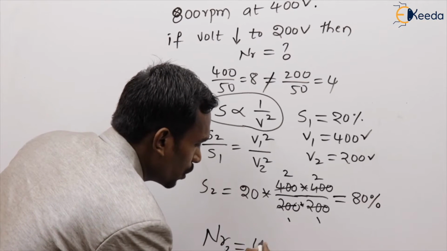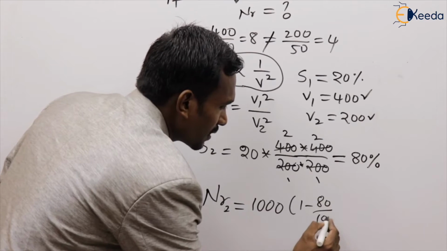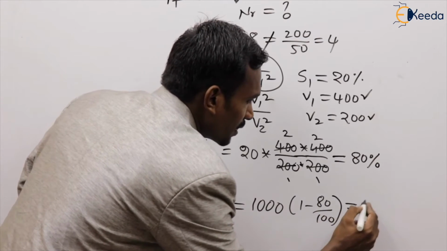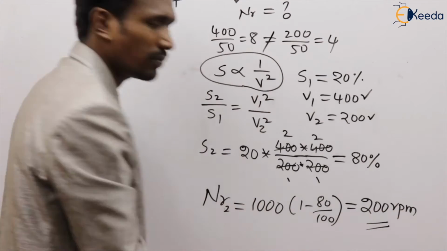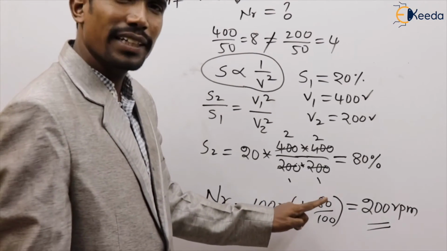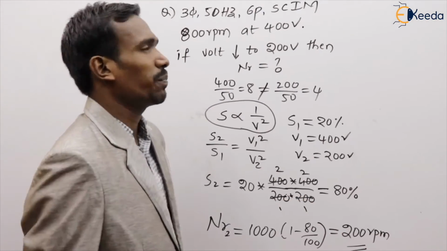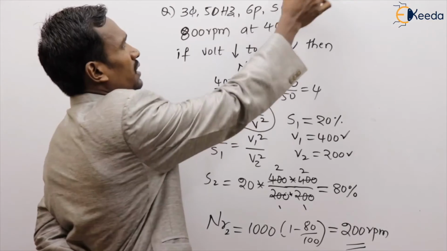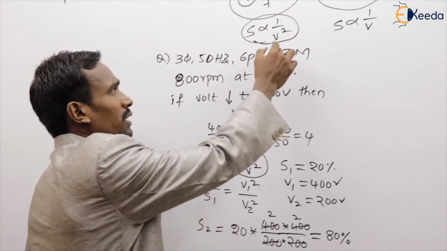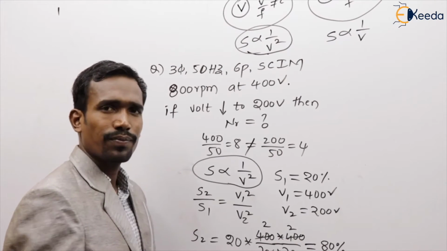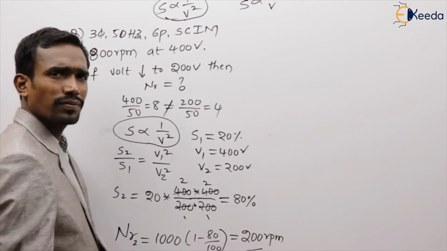NR2 is equal to NS into 1 minus S. 1 minus S is 100 minus 80, 20. 20 by 100, the 2 zeros get cancelled, then 200 RPM. This is the formula, and based on this the question is solved. Right, so this is very easy.